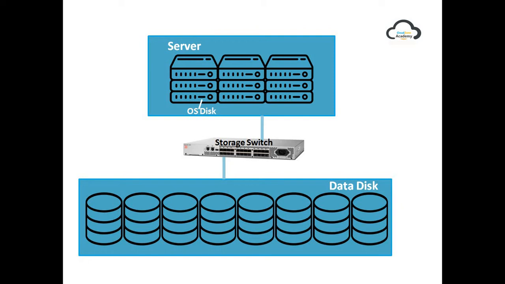Why? The question is why? Because if the server gets corrupted, then the data will be lost if the data is kept on OS disk. Whereas if our business data, transactional data or customer data are kept on a data disk which is a separate unit and attached through storage switches, okay, in such a case, if the server fails, the data will not get affected.